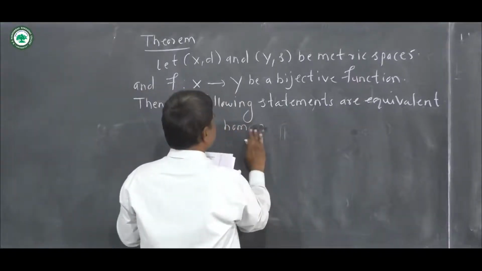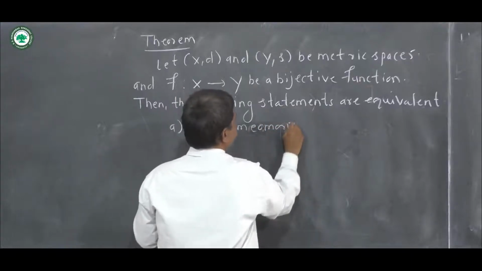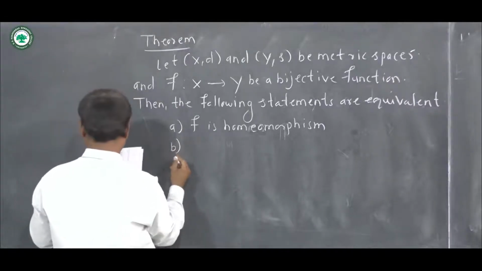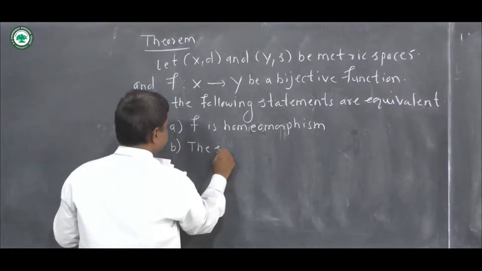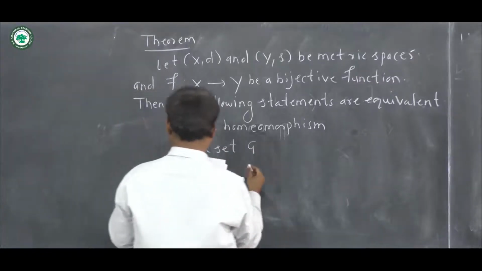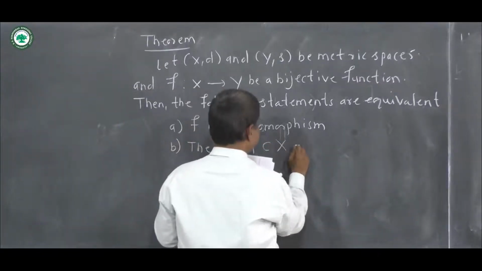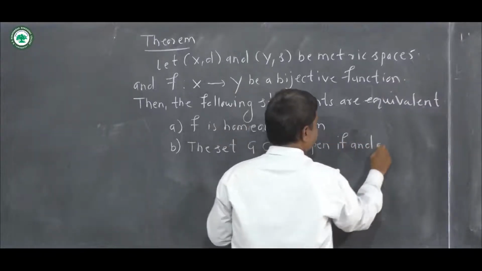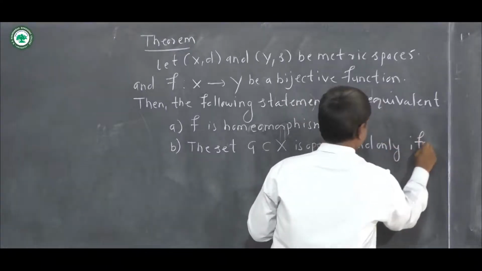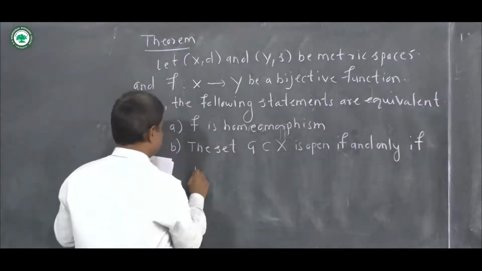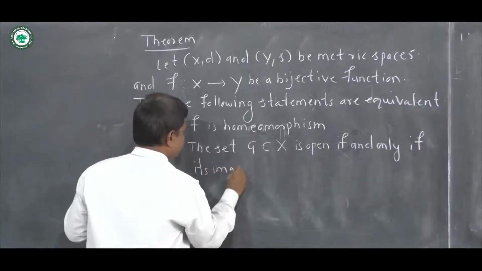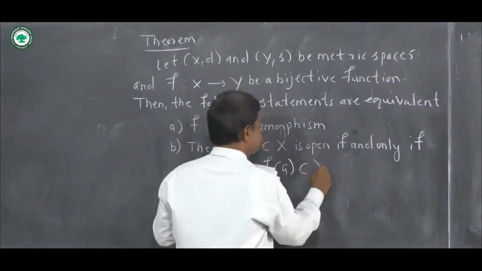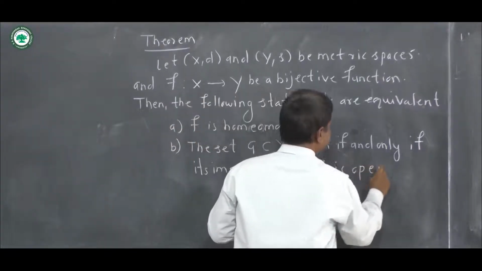F is a homeomorphism. Then the second one is this: the set G, which is a subset of X, is open if and only if its image, that is f of G, which is contained in Y, is open.